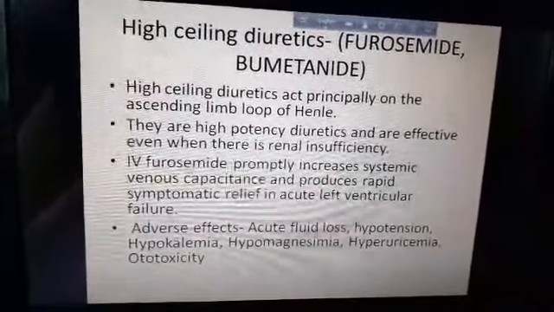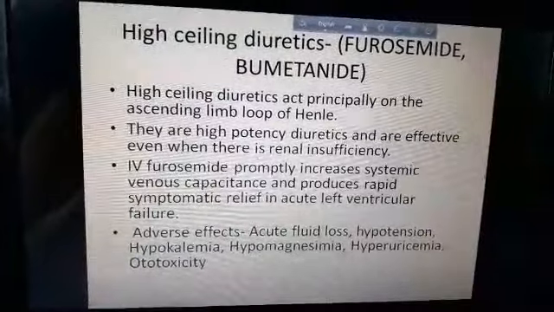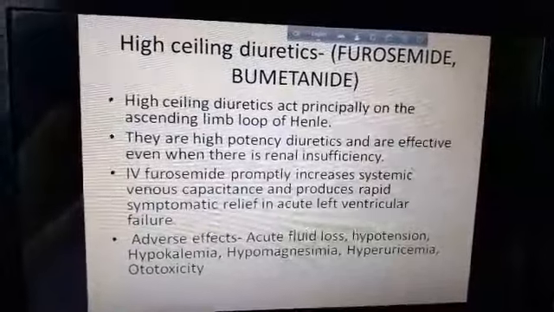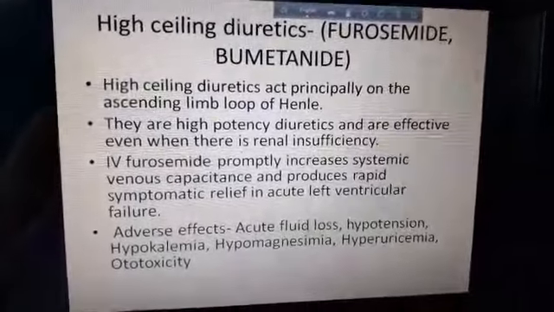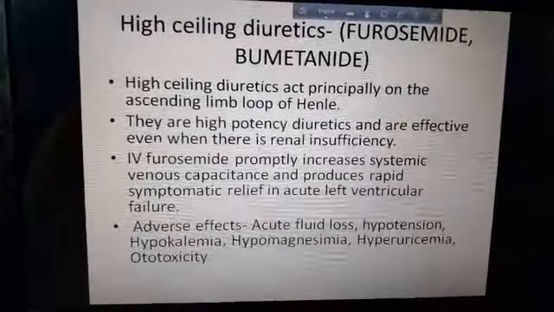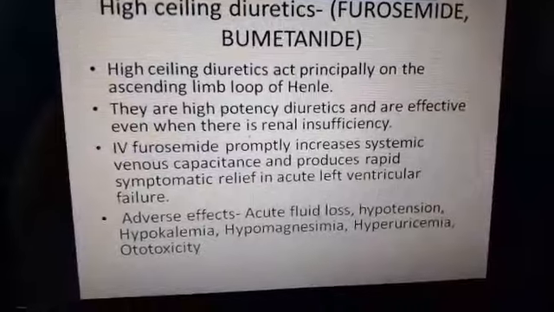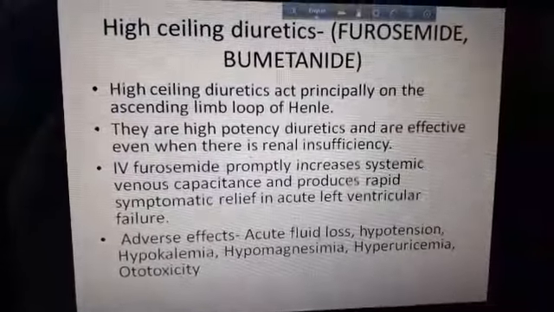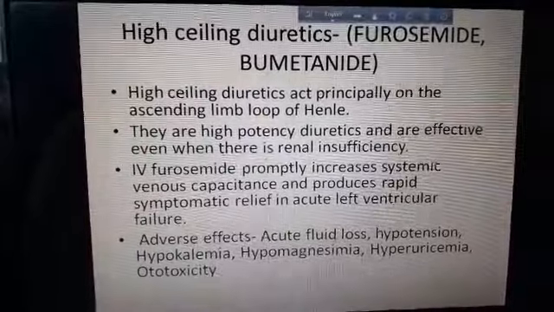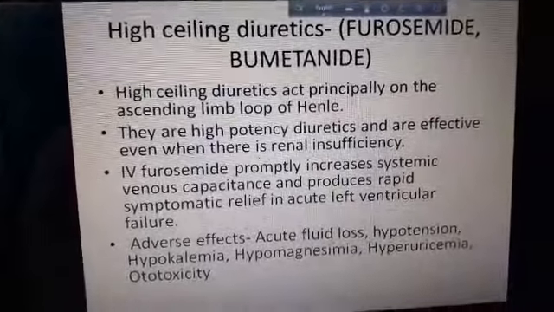IV furosemide promptly increases the systemic venous capacitance and produces rapid symptomatic relief in acute left ventricular failure. Adverse effects: acute fluid loss, hypotension, hypokalemia, hypomagnesemia, hyperuricemia, ototoxicity. These are the common adverse effects of all diuretics. It can cause hyperuricemia also, it can cause hyperglycemia also, and alteration of the lipid profile. But still, diuretics promptly cause salt and water restriction that will decrease the congestion rapidly.